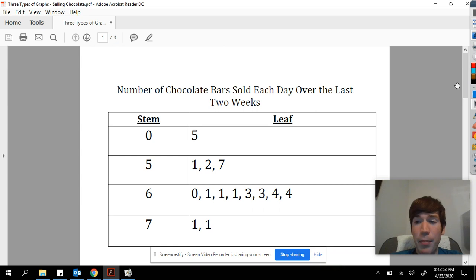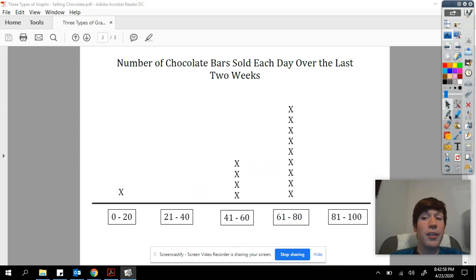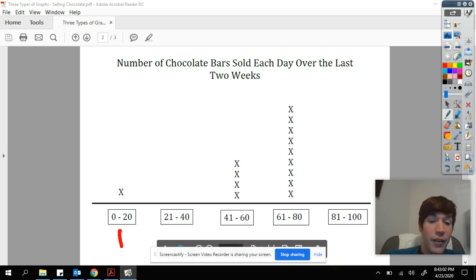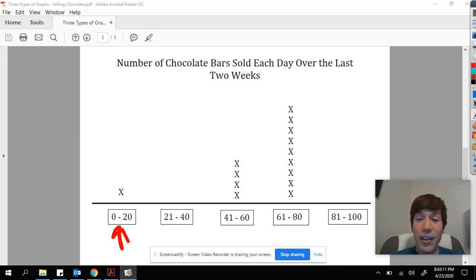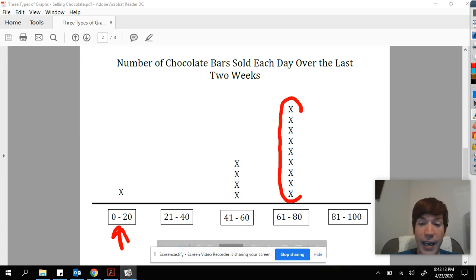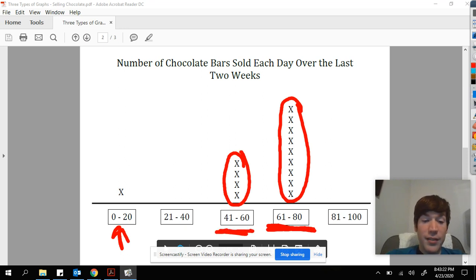Now, for line plots, some line plots are a little different than this, and we'll talk about that in just a second. This particular line plot is giving us a range. So again, it's saying from 0 to 20, from 21 to 40, from 41 to 60, from 61 to 80, 81 to 100. Now, this is telling me that because there are nine X's here, there are 9 days that are in between 61 and 80. There are 4 days that are in between 41 and 60, and there's one day in between 0 and 20.